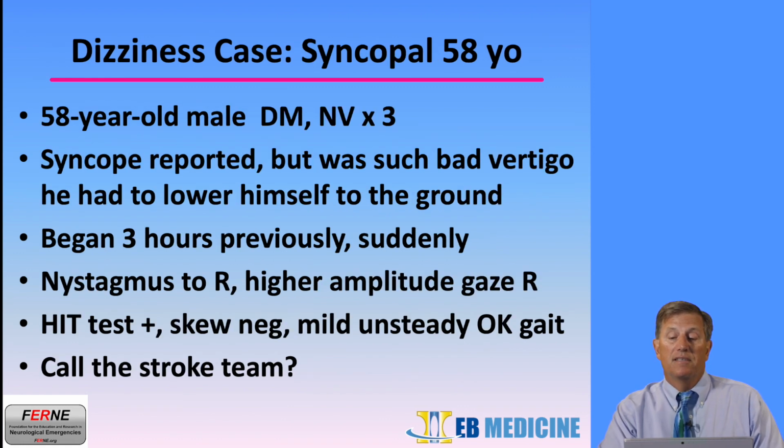A third case, a syncopal 58-year-old. This is a 58-year-old male, diabetic, with nausea and vomiting 3 times today. Syncope was reported, but it was such bad vertigo that he had to lower himself to the ground. So he didn't actually pass out. He just said he was so dizzy he had to put himself on the ground. This began 3 hours previously. It was sudden. He has nystagmus to the right and higher amplitude gaze to the right. His HIT test is positive. Skew is negative. He is mildly unsteady but has normal gait. Should you call the stroke team? I understand there's a lot of information in this brief presentation, but we will cover it today in our lecture.